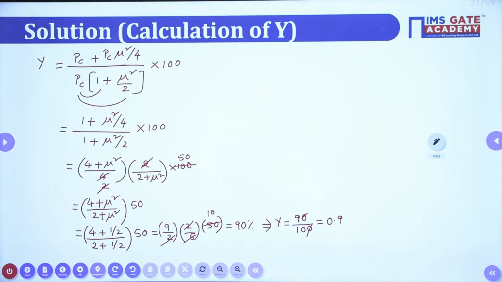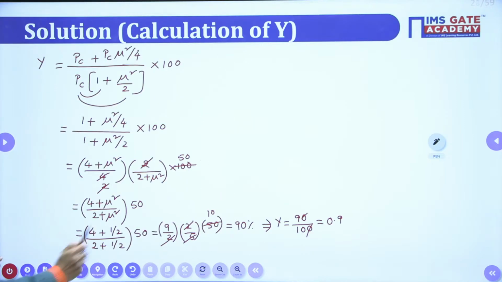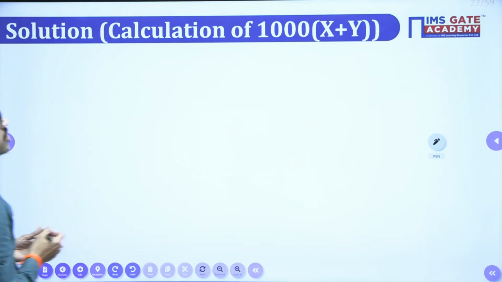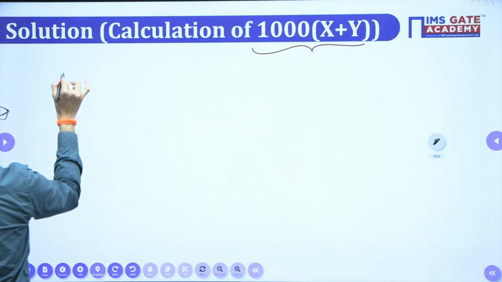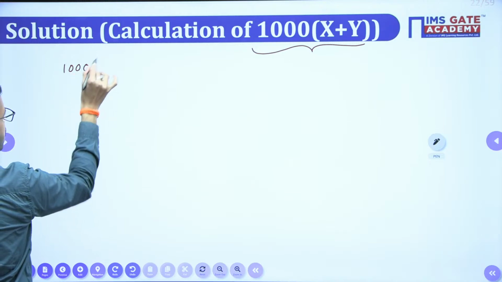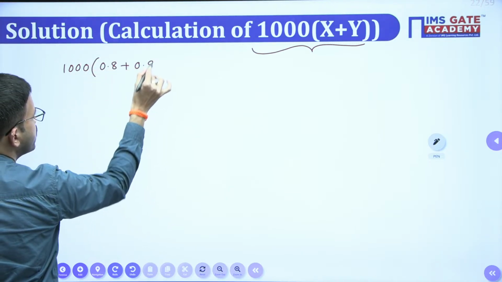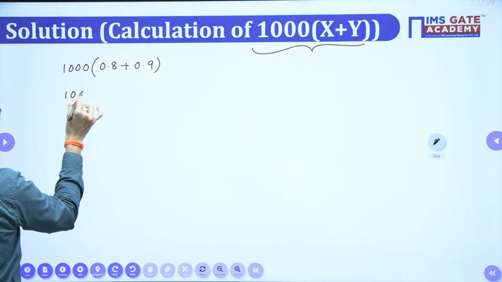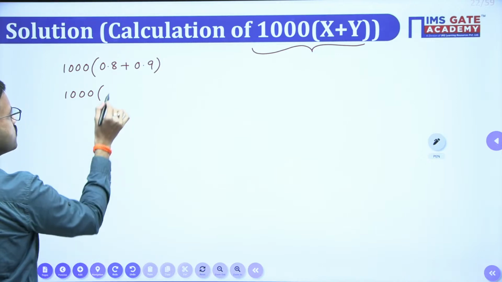Yes, very good. So the x value we got is 0.8 and the y value we got is 0.9. Now let us calculate 1000 times x plus y. With x as 0.8 and y as 0.9, this value is nothing but 1000 into 0.8 plus 0.9.